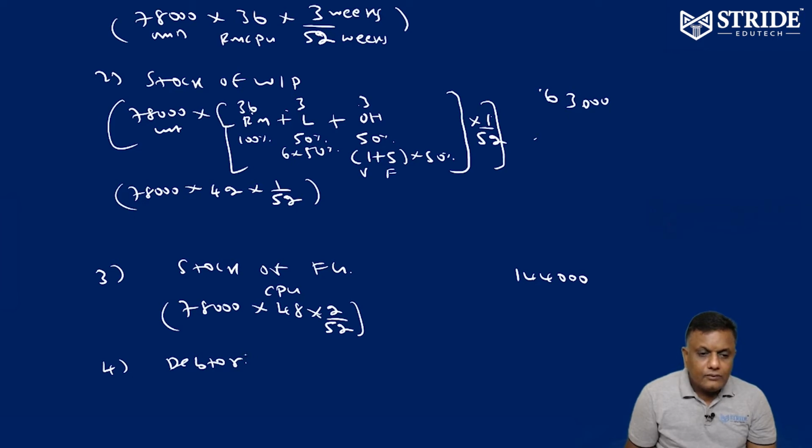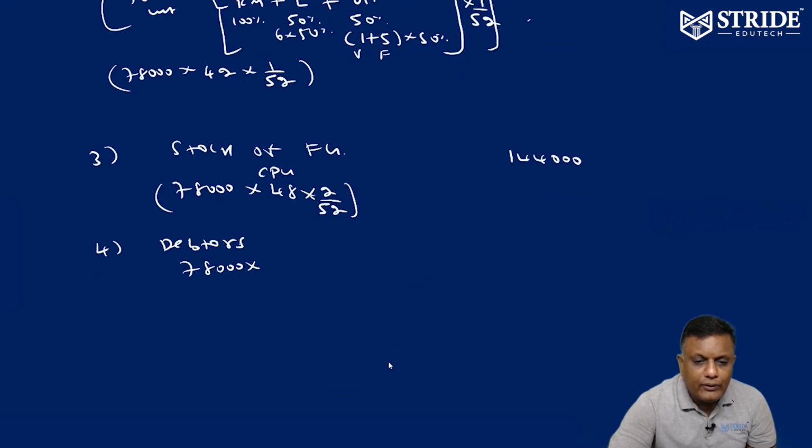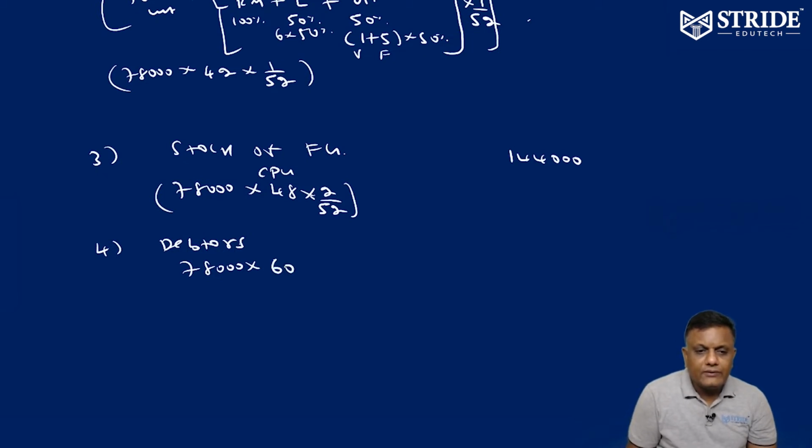Debtors. For debtors, 78,000 units. There are two types of approach for debtors. One is called the sales approach, another is called the cash cost approach. Sales approach means we can put it here straight away, 60. Cash cost means only the cost we can put, but here I am assuming the sales approach. So 60 rupees I can take.